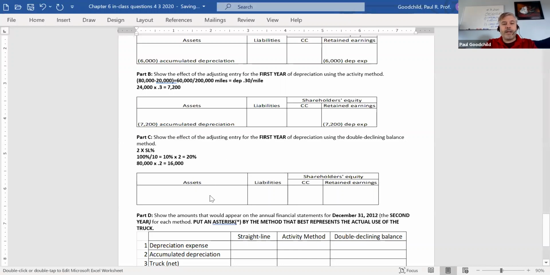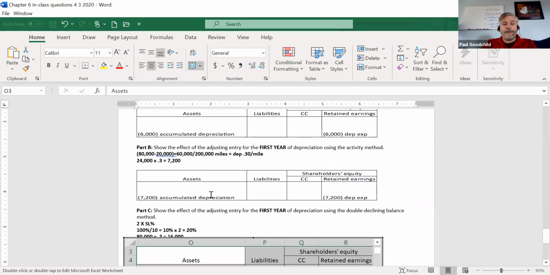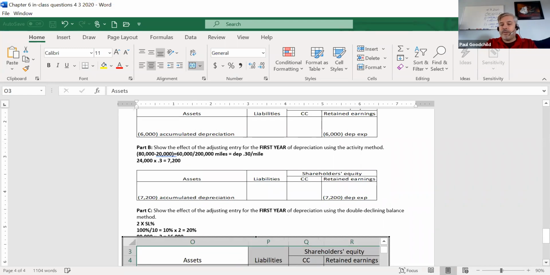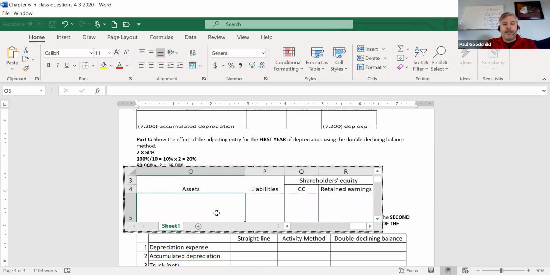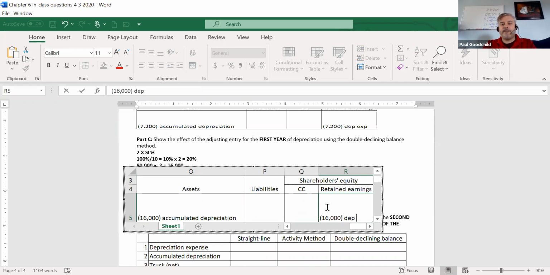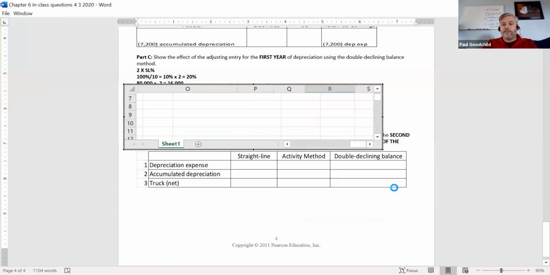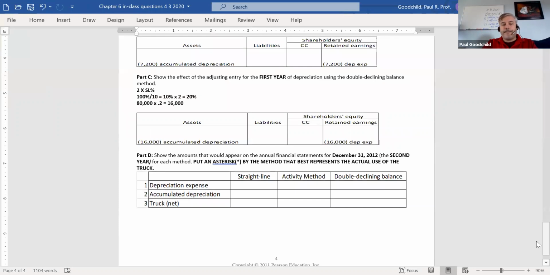So that gets recorded, I have to scroll down a little bit. Hopefully you can still see everything. As 16,000 accumulated depreciation. 16,000 accumulated depreciation. And 16,000 in depreciation expense. Okay.